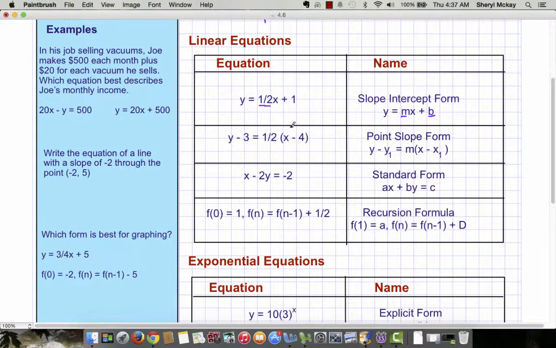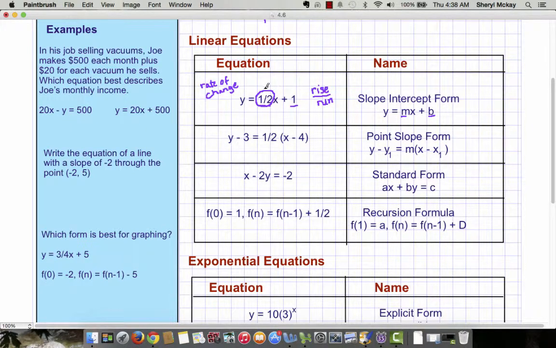You should be able now to very quickly and easily say that the slope is 1/2 and the y-intercept is 1. And the slope represents the rise over the run, or the rate of change, or equal differences over equal intervals, right? So those all mean the same thing.